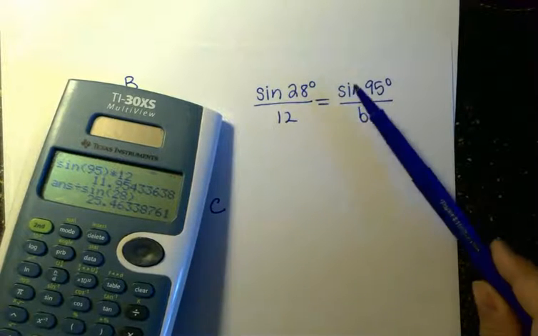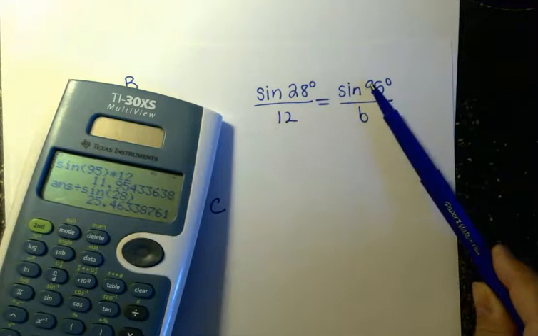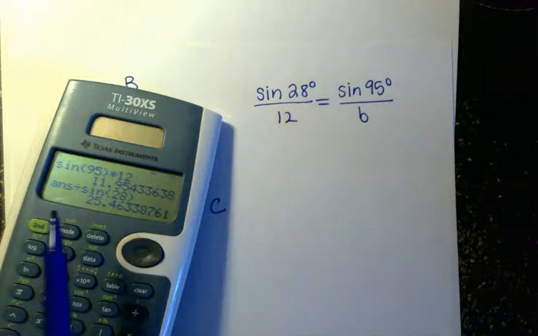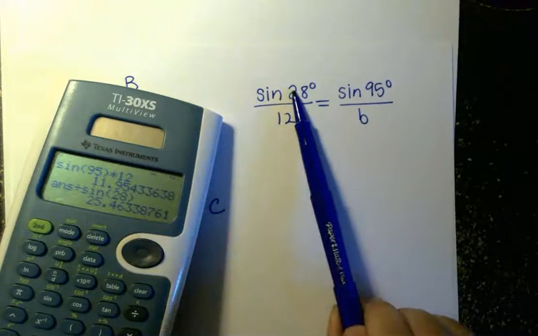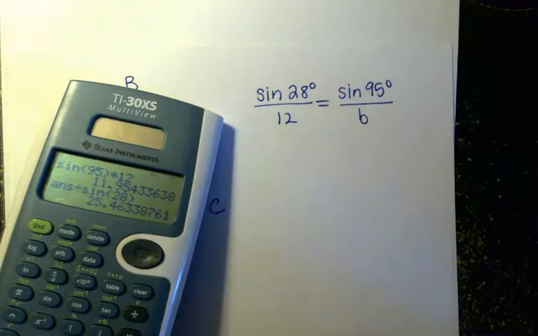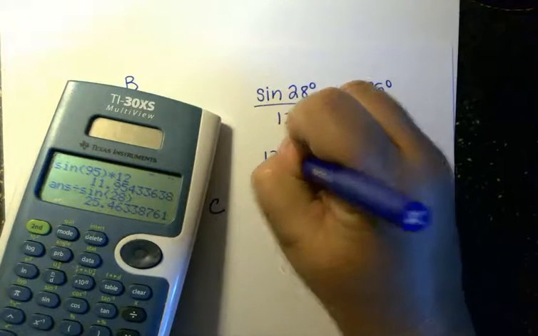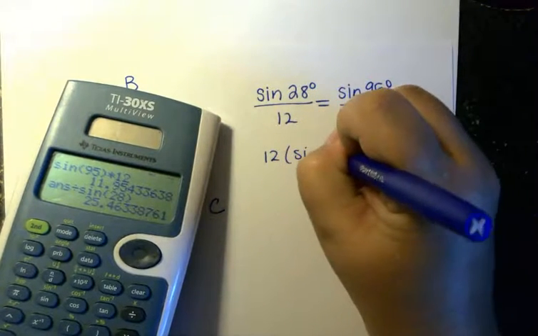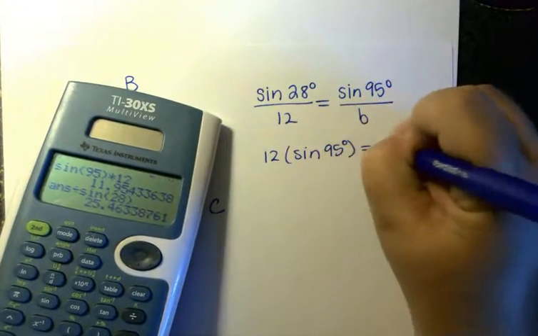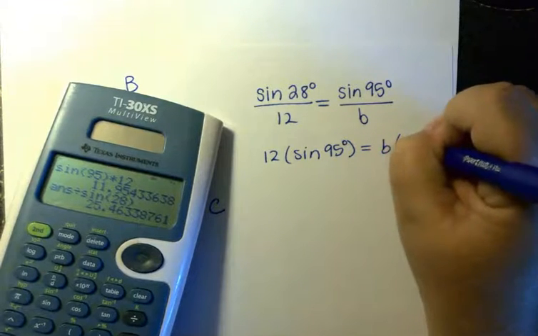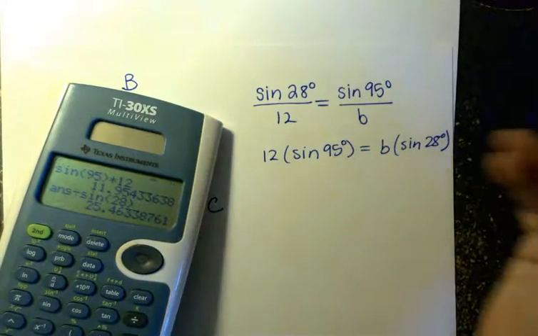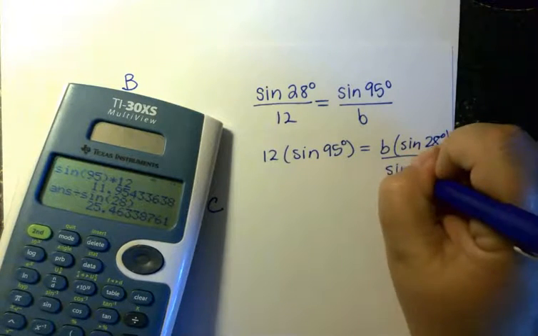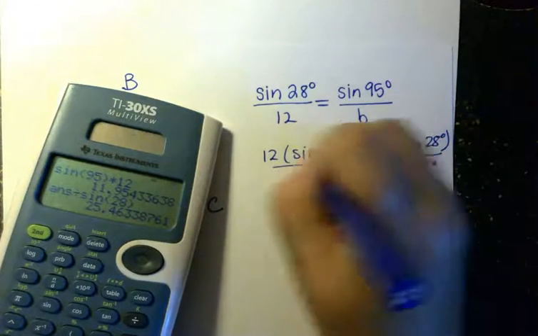Okay, so here you can see what I did. I cross multiplied sine of 95 times 12. Make sure you close the parentheses on the 95 there. And then I divided that by sine of 28. Okay, so why did I do that, by the way? Cross multiplying would have given me this. And so to get b alone, I would have to divide by sine of 28. So that's exactly what I did. So I'm trying to solve for b here.